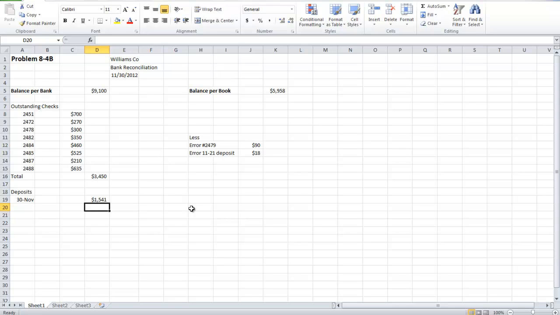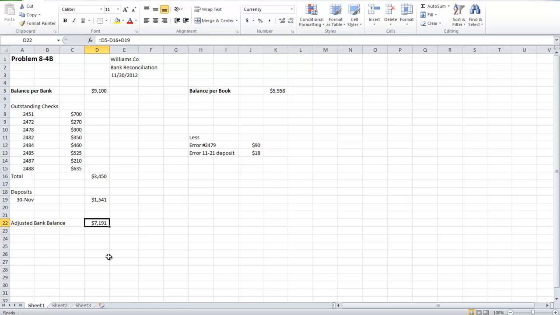Okay, so if we look back on page 384, we've added the deposits in transit and we've listed the outstanding checks. In this particular case, there are no errors that were created by the bank. So there are no bank errors. So now we can figure out what the bank balance is, or the adjusted bank balance. So in this particular case, we want to start with 9,100. We want to subtract out the outstanding checks. And then we want to add the deposits. So now the new balance is $7,191, which is the correct bank balance.